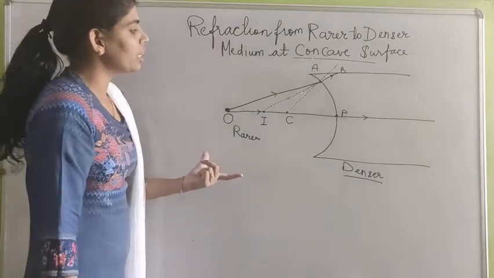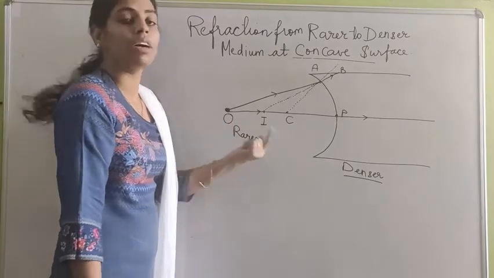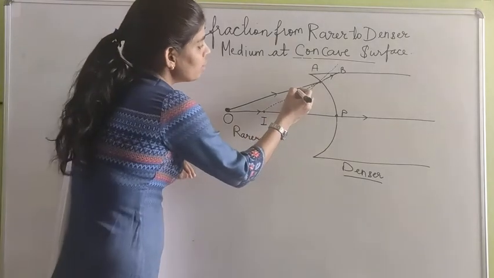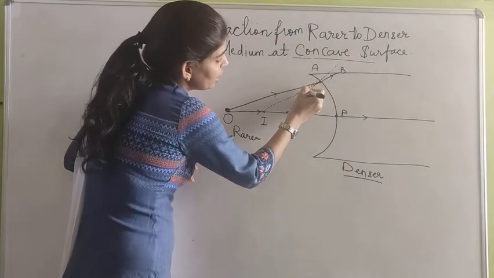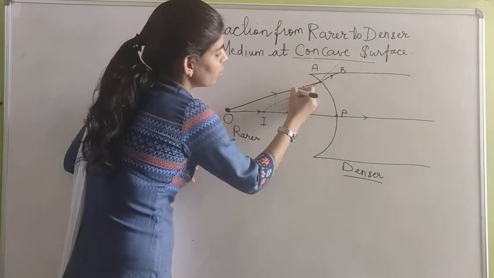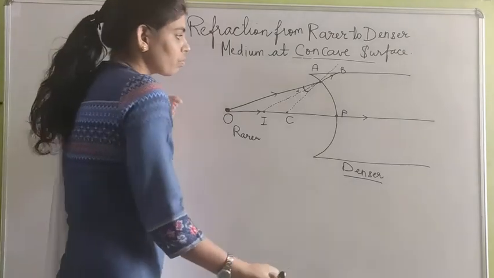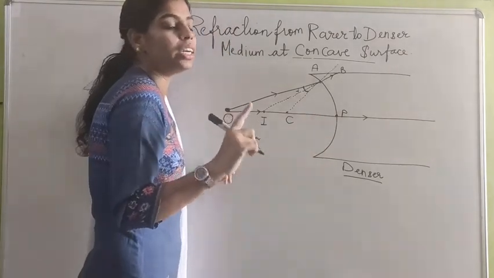अभी हमें क्या करना है? We have to mark our angle of incidence, refraction, alpha, beta and gamma. So angle of incidence: this is your incident ray, this is your normal. Between the incident ray and the normal, your angle is known as angle of incidence. Then angle of refraction. Angle of refraction is the angle between the refracted ray and the normal.